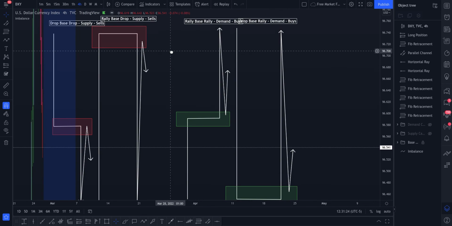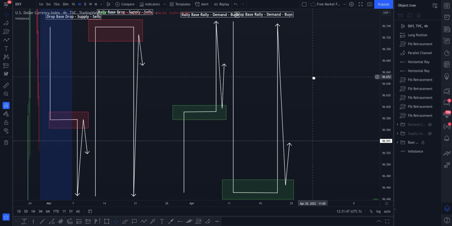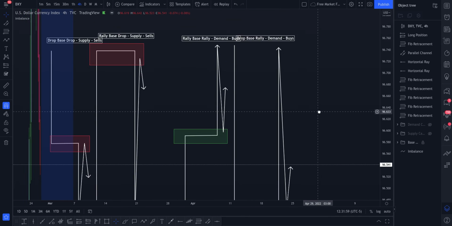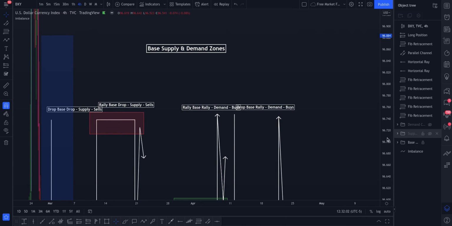For buys, we have 2 price formations that we're looking for. The first is the rally base rally. We're looking for demand zones or areas to buy the market in. Once the rally base rally has been formed, we want to see price come back, mitigate the demand zone, and take our buy trades. Secondly, we have the drop base rally. We're looking for price to come back down into this demand zone before taking price back up. Those are the formations that we look for.